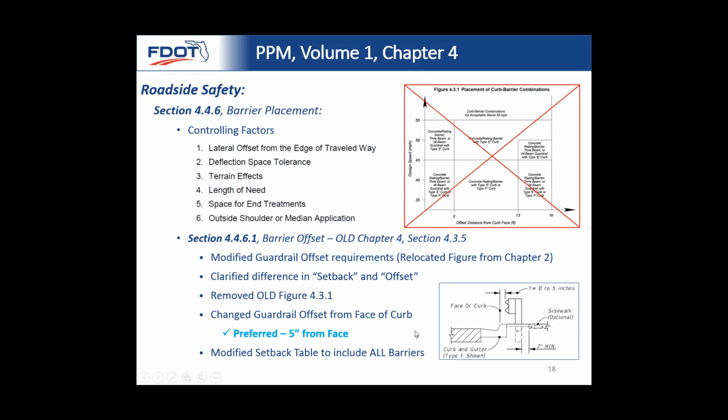One thing I just want to highlight is the offset relative to the face of curb. When we're in urban areas, our now preferred option is to locate the guardrail 5 inches from the face of the curb, instead of the old preference, which was to align it with the face of the curb. That's basically to provide a little additional setback or offset so that we can avoid some nuisance impacts. A vehicle can get up against the curb without actually contacting the barrier.